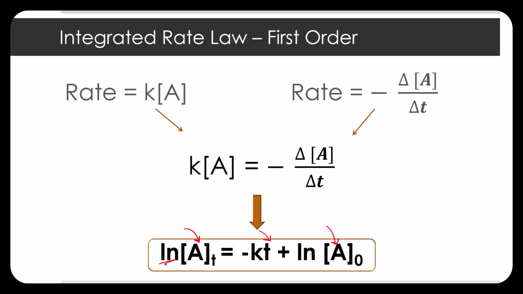You're probably wondering where this natural log came from. It came out of this derivation here. So that natural log is just a product of the integration, not the derivation, it is a product of the integration. So that's where we get that natural log from. It comes from the integration process.